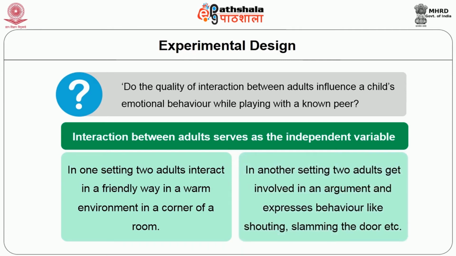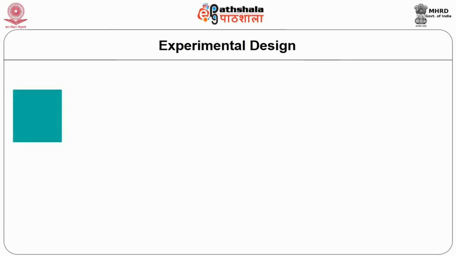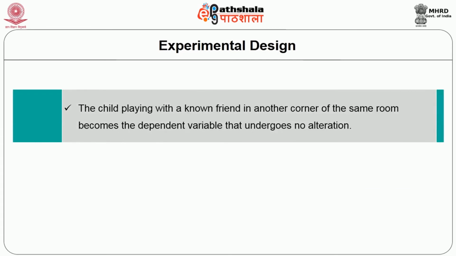In another setting, the two adults get involved in an argument and express behavior like shouting, slamming the door, etc. Again, the child will be playing with a known friend in another corner of the same room. The child playing with a known friend becomes the dependent variable that undergoes no alteration.